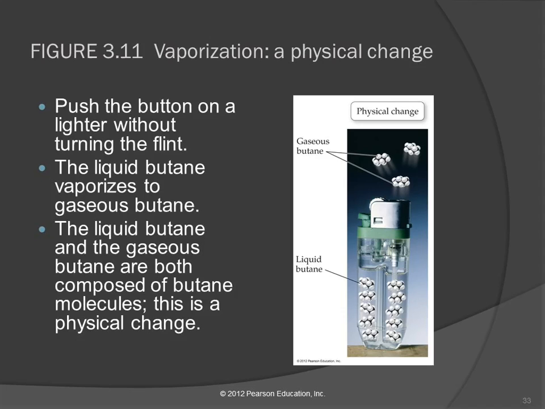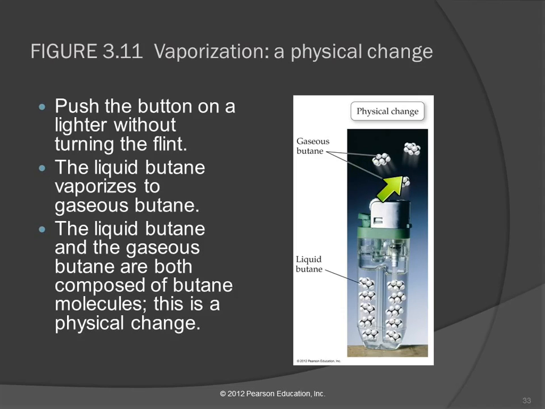So here's an example of a physical change. This is a lighter, and if we push the button without actually igniting it, what happens is the butane will go from its liquid state inside the lighter, and it will begin to escape as a gas. And here we've got the little molecules illustrated to help you see what's going on. These little butane molecules here and the butane molecules there are exactly the same, but what's different is that one's in a liquid form and one's in a gas form. This is a physical change, not a chemical change.